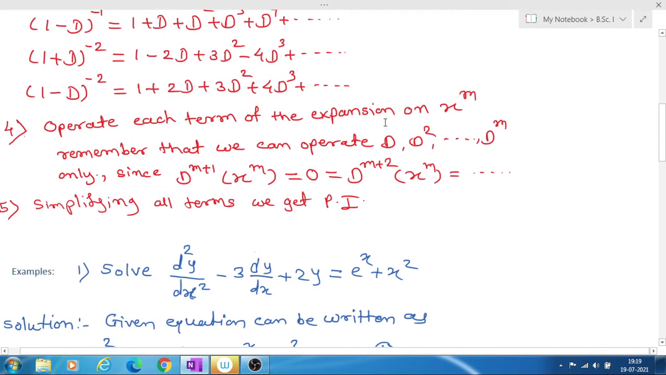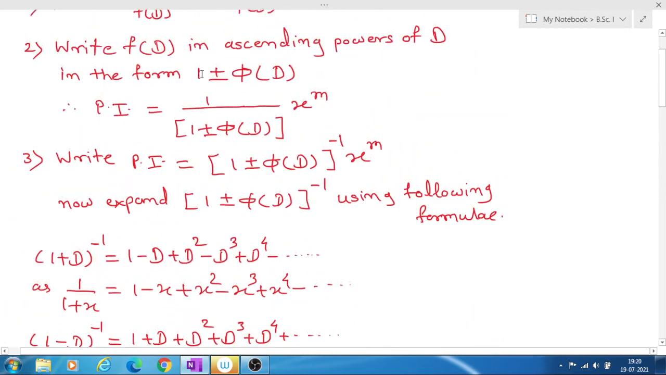Operate each term of the expansion on x raised to m. After this expansion, now in the formula there is d, but in our example d may be any bracket and there may be 1, 2 or 3 terms also. So the bracket here, whatever it may be, that is 5d in our case. Here we have written that this is 1 plus or minus 5d.